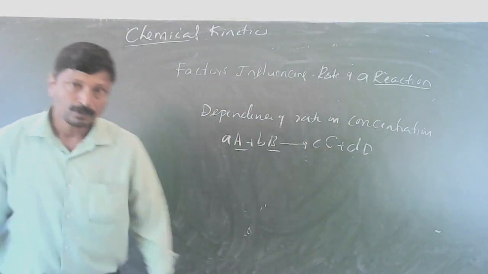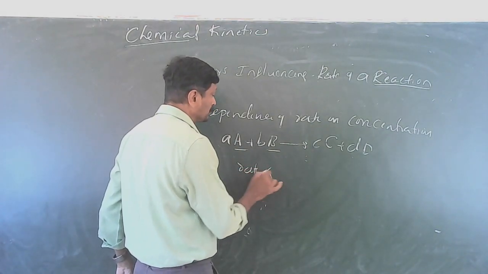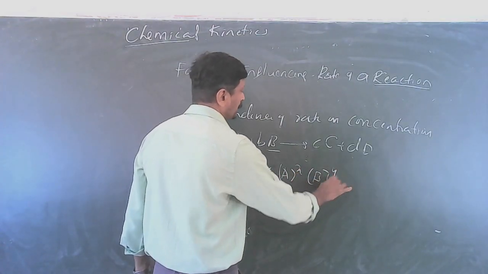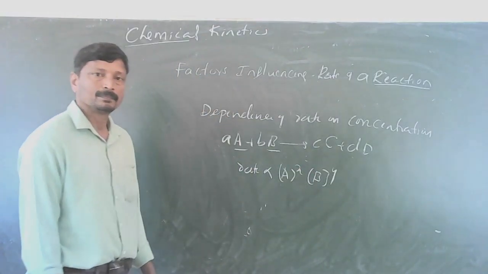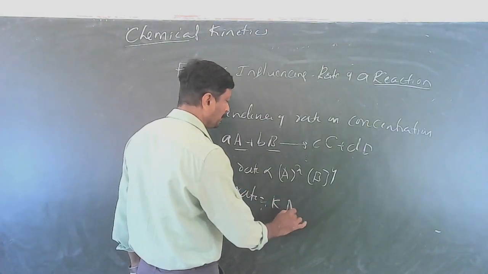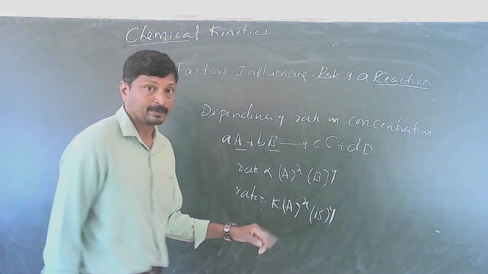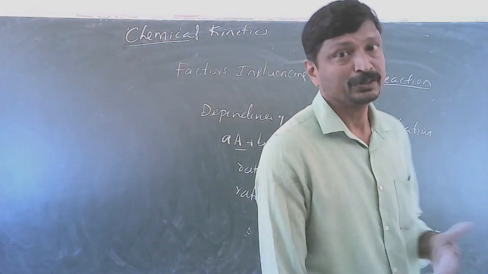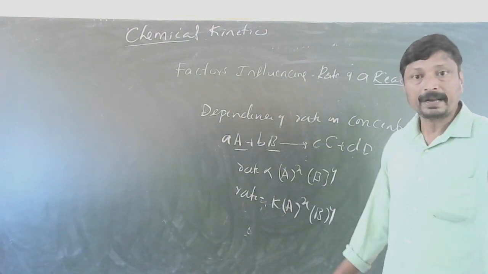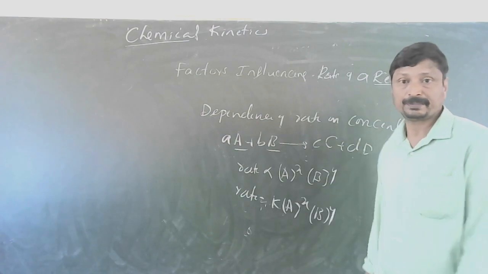Now, you have conducted the experiment. Then you have written the rate is proportional to A to the power of x and B to the power of y. Or rate is equal to k times A to the power of x and B to the power of y. So what is k? It's a rate constant or specific reaction rate. We shall discuss this later. x and y are the powers given to A and B respectively.